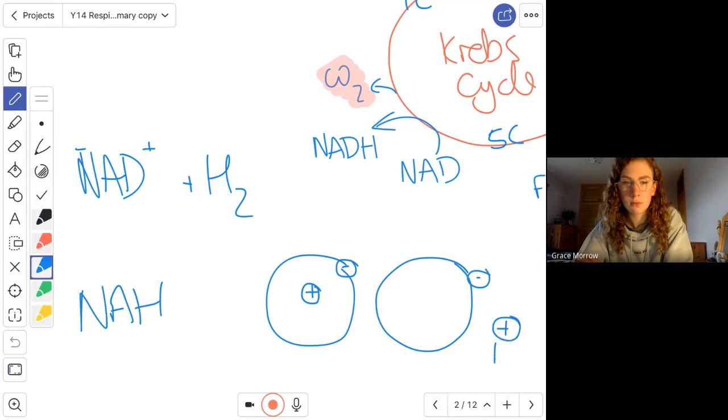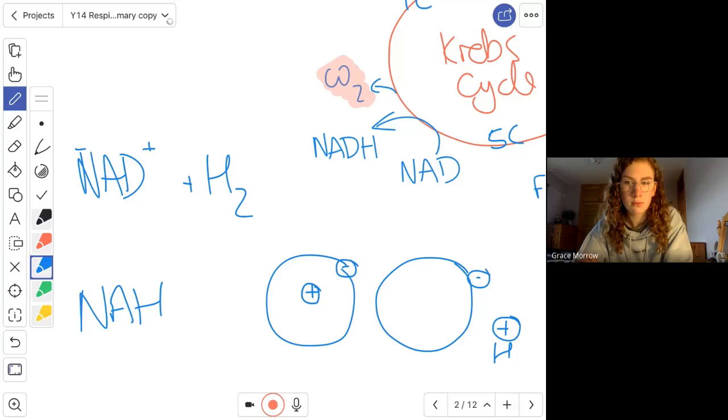So that's the H plus ion there, and the electron has moved away. This is just a bit of chemistry. You don't need to ever explain this. In fact, if you don't understand it, it's not a problem.